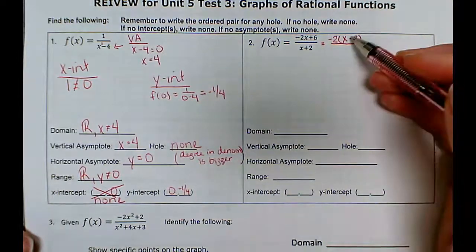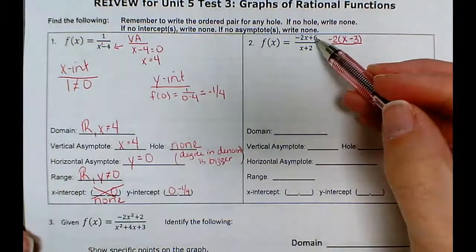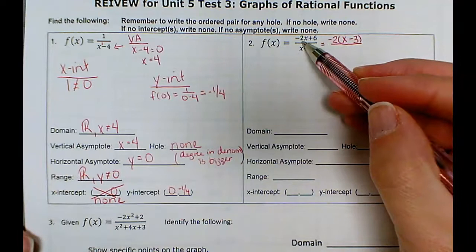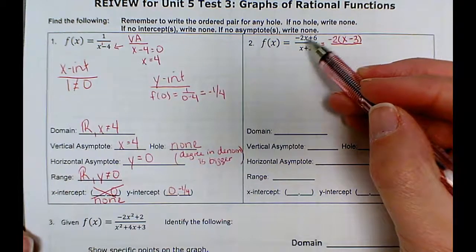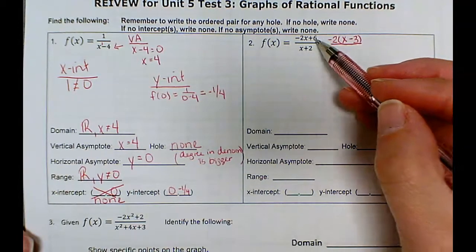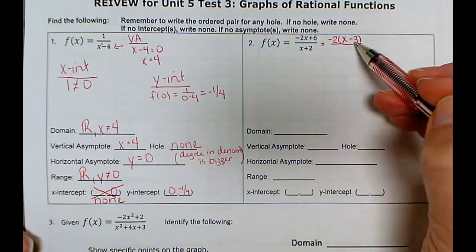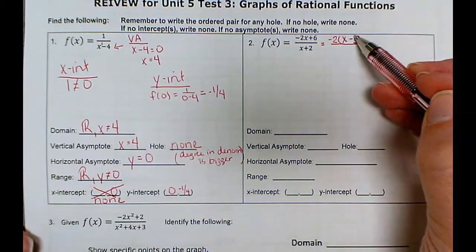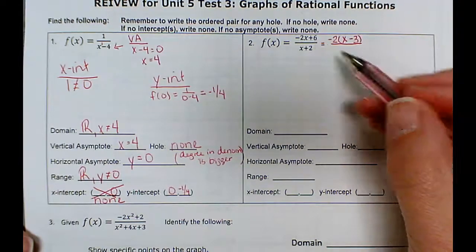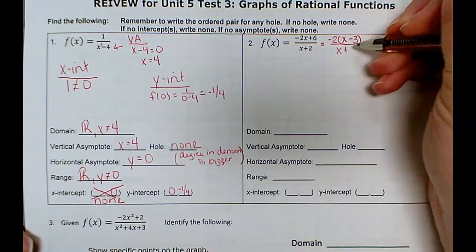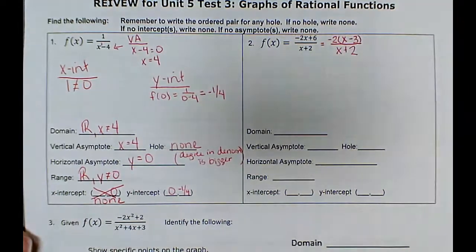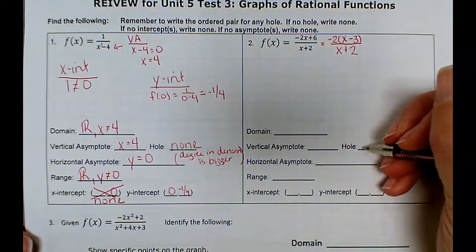If you aren't sure how to get that factored, just divide each term by what you're taking out. Negative 2x divided by negative 2 is x, and 6 divided by negative 2 is negative 3. That way when you distribute this back in, you get your binomial again. So there's the factored form of my function. There's no common factors on top and bottom to cross out, which means there are no holes.